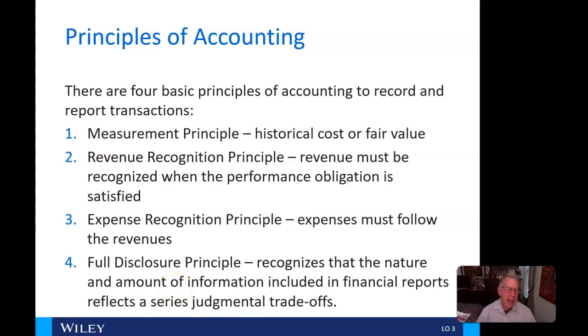Hi, everybody, and welcome back to video number 3. When we left off, we were looking at the principles of accounting. Again, this should be somewhat familiar to you from your basic financial accounting class. There are 4 basic principles, as I think you know. We have the measurement principle here.